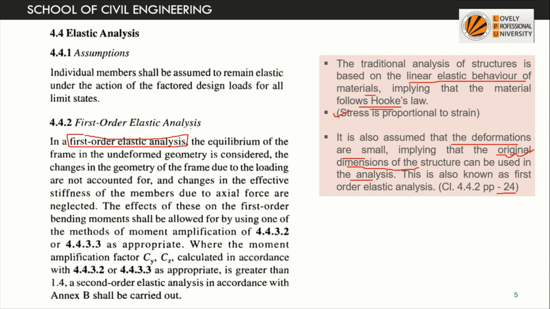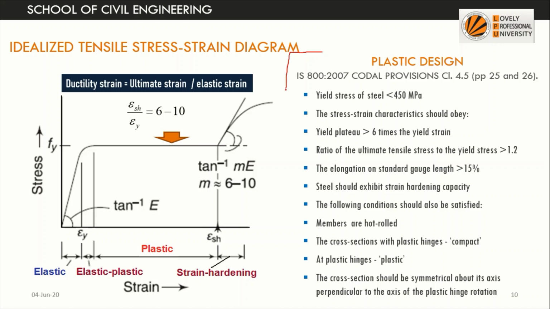So we have to move to plastic analysis. As per the IS 800-2007 code, pages 25 and 26, these are some of the codal provisions that are given for plastic design. The first criterion is that the Fy value of the steel should be less than 450.